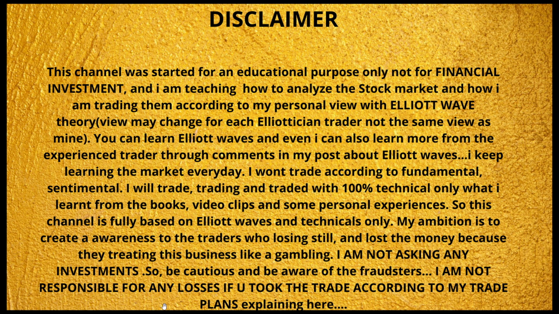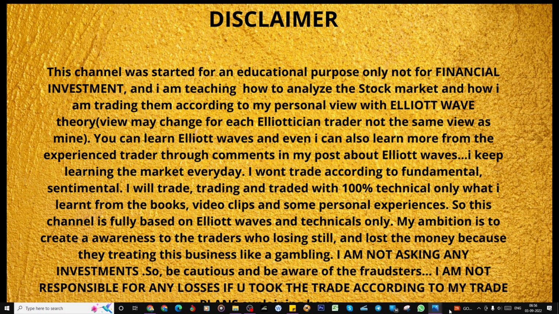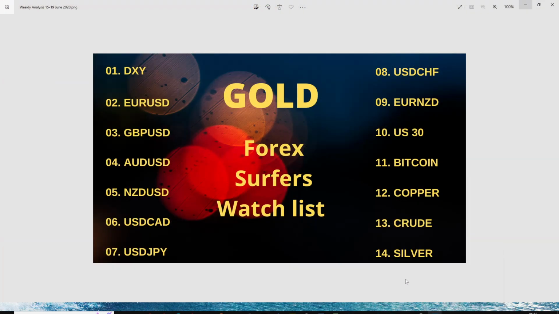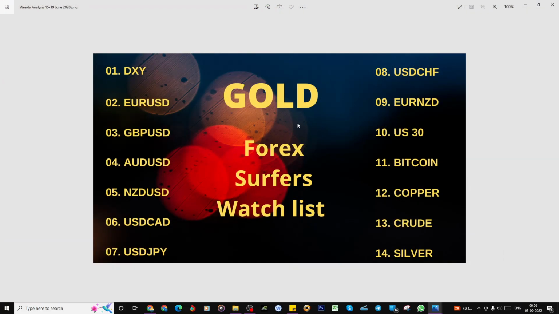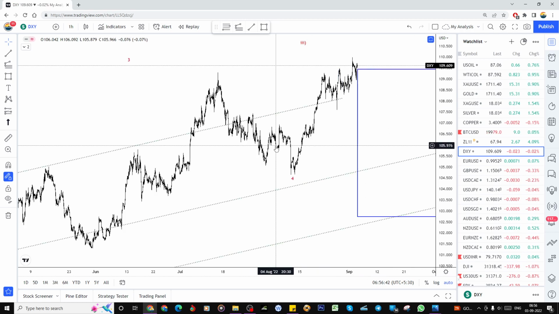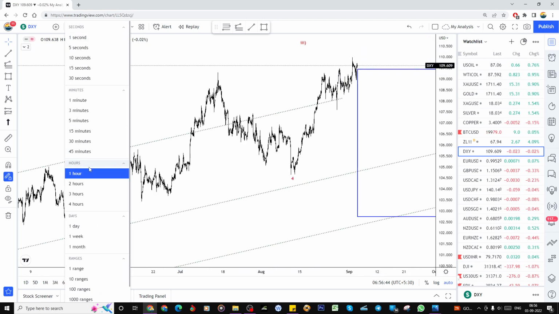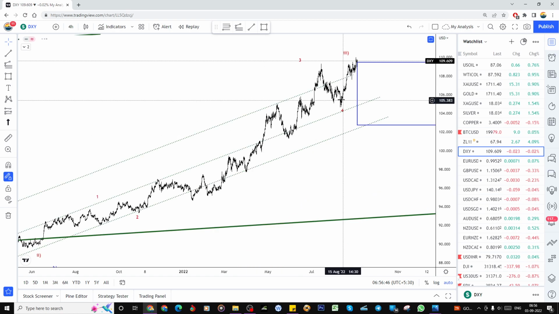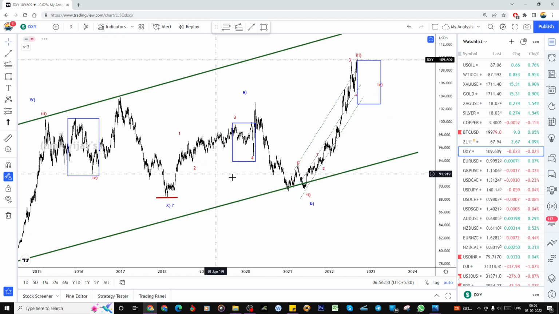So let's move on to our watch list. It starts from DXY and ends with gold. So now, DXY. I'm expecting this is the one, this is our positional wave count on the daily.